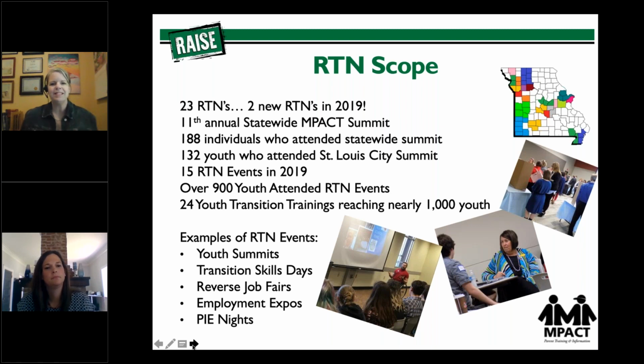Okay, so now you can see from the map in the upper right-hand corner that we do have some room to grow in terms of our RTNs. The colored counties are the ones that have an RTN that's already actively working, a network that's meeting and planning, with active action plans and all that. But we are working on growing that.